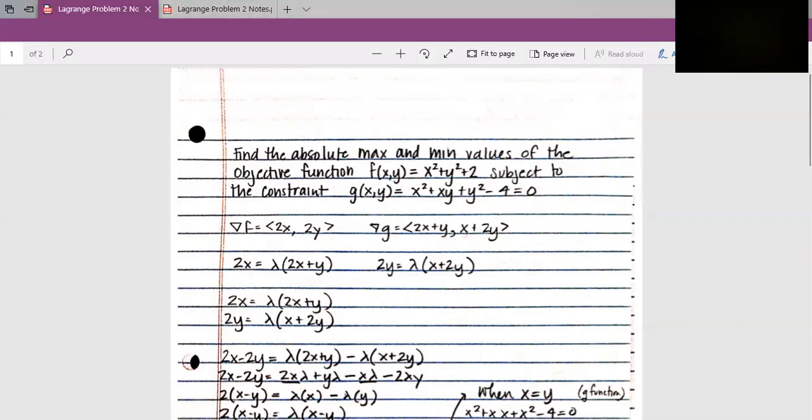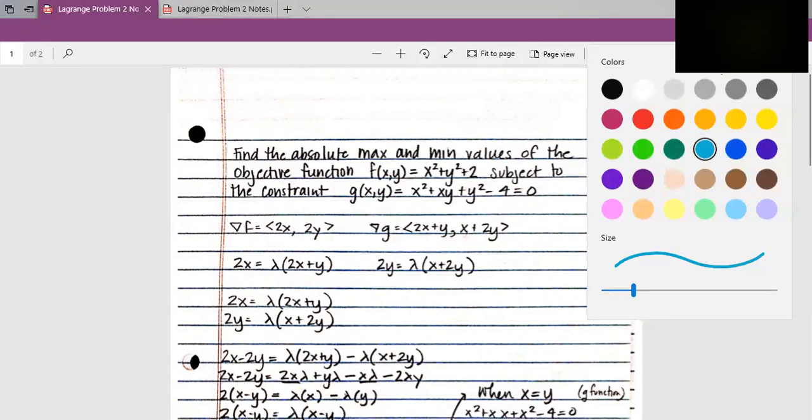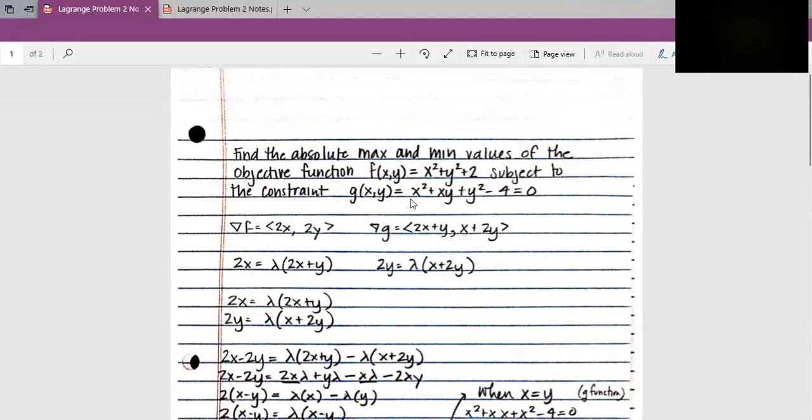Then we'll do the same thing with g. So we'll take the partial derivative with respect to x, which would be 2x plus y. And then we'll take the partial derivative with respect to y, which would be x plus 2y. Great. So you're just finding the partial derivatives with respect to x and y of f and g. And that's how it starts. And that's pretty easy. So that's this step.